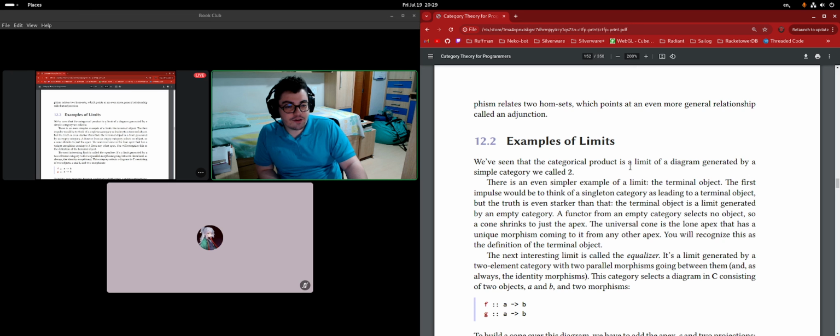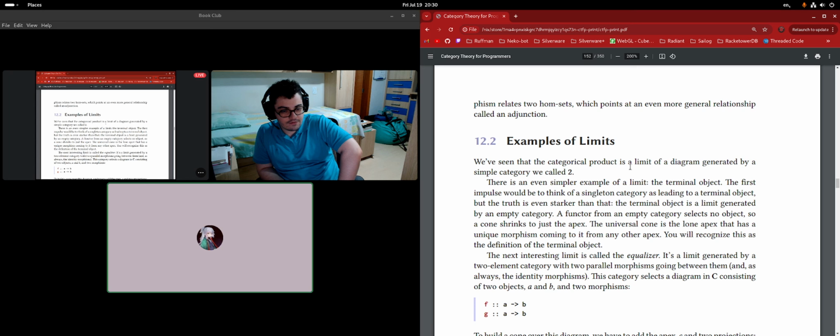So there is even a simpler example of a limit, the terminal object. The first impulse would be to think of a singleton category as leading to a terminal object, but the truth is even starker than that. The terminal object is a limit generated by an empty category.